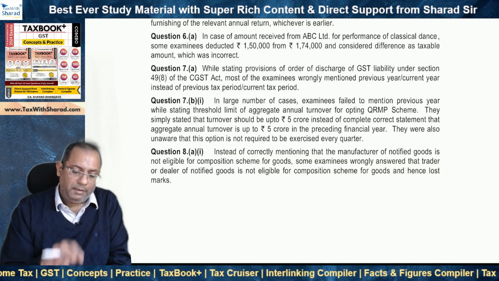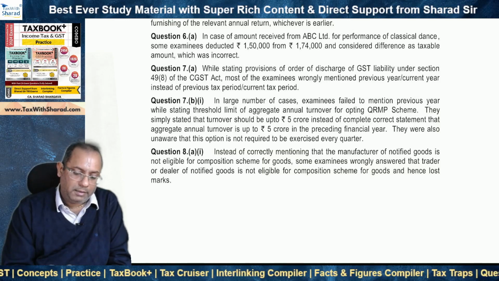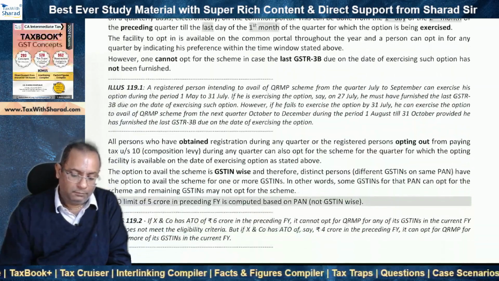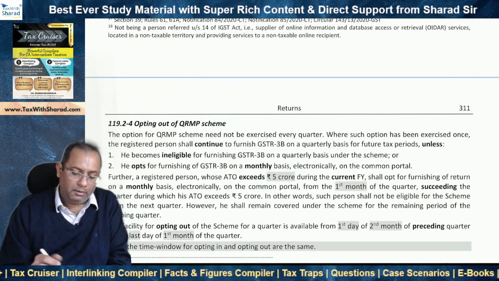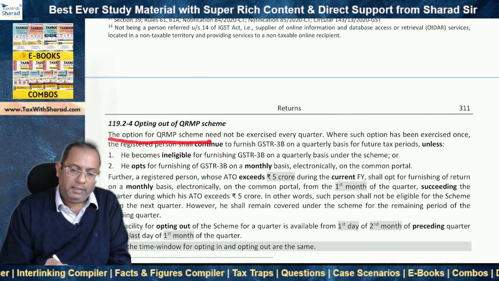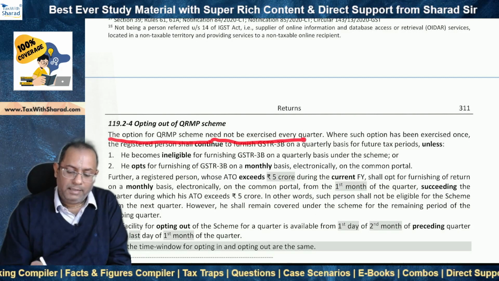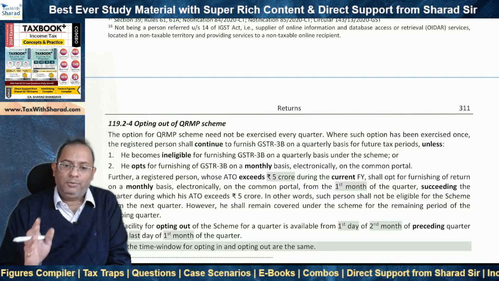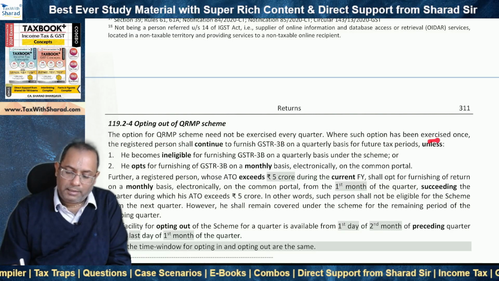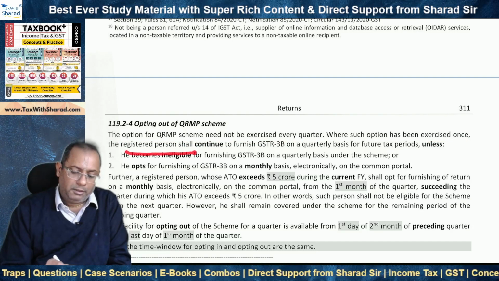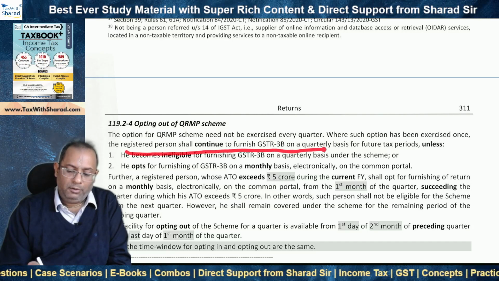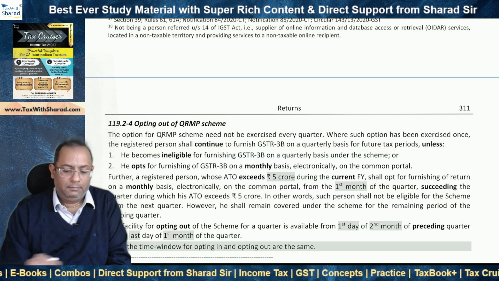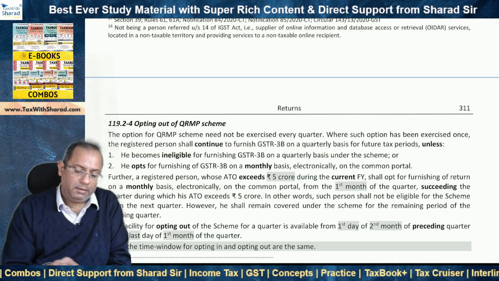Okay. The second point was regarding exercise of this option. So it is clearly given in the book that option for QRMP scheme once exercised need not be exercised every quarter. It needs to be exercised only once. Where such option has been exercised once, the registered person shall continue to furnish GSTR 3B on a quarterly basis for future tax periods. This is what the students did not mention.